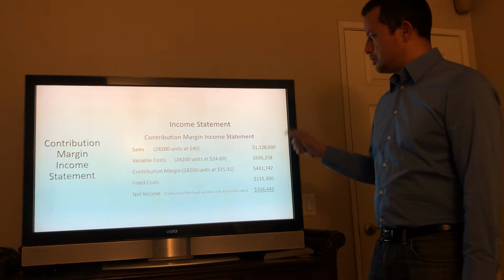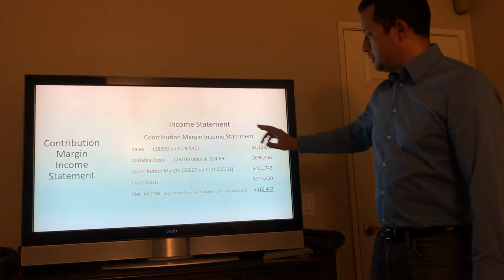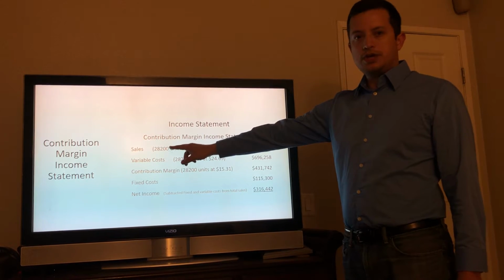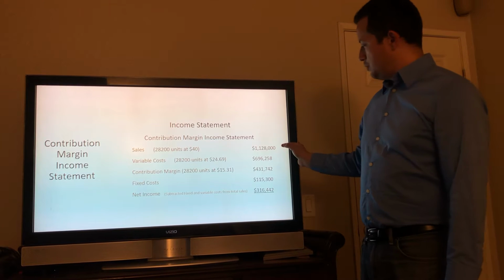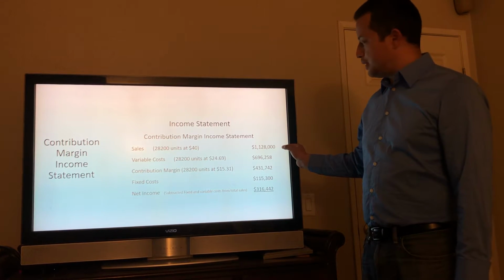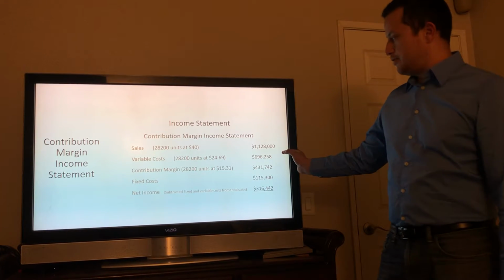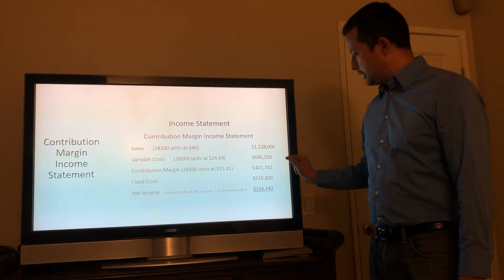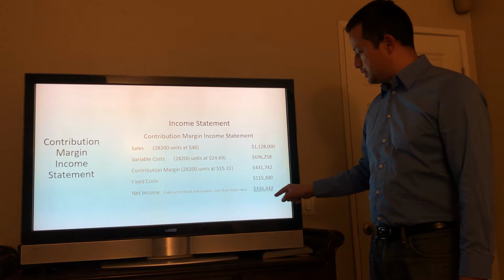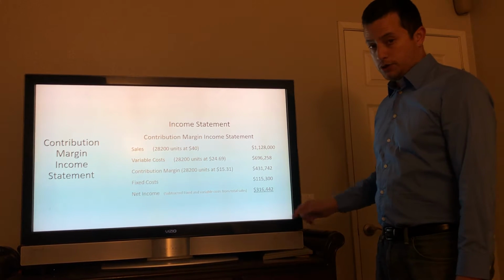Here's the contribution margin income statement. Selling 28,200 units at $40, we come out with about $1,128,000. Then subtracting the variable cost, we come out with a contribution margin, and subtracting the fixed cost from contribution margin gives us a net income of $316,442.